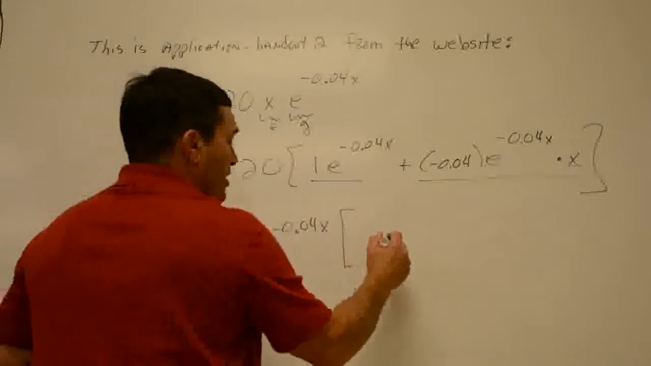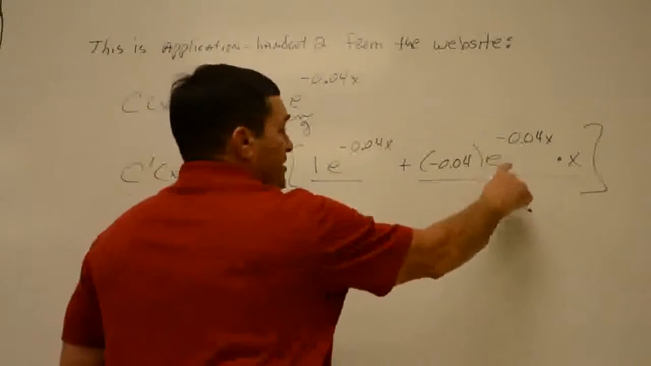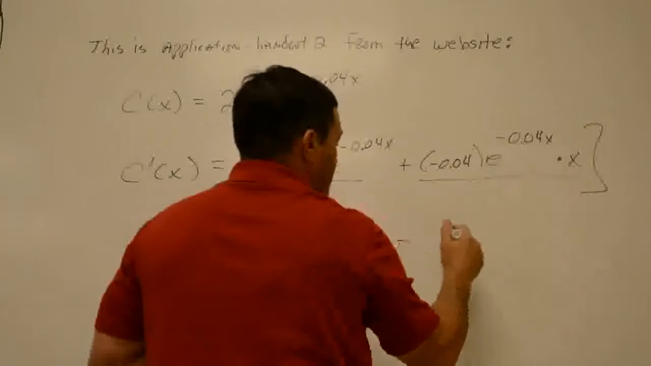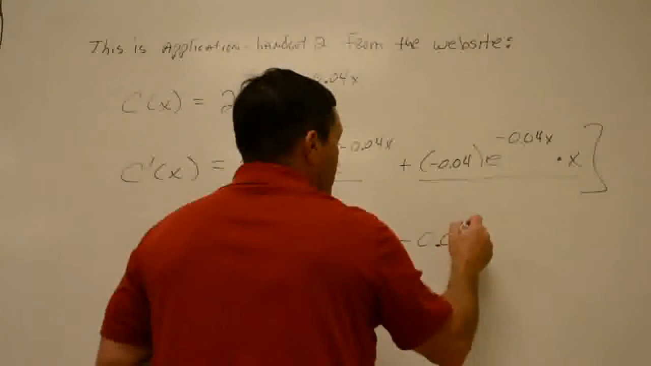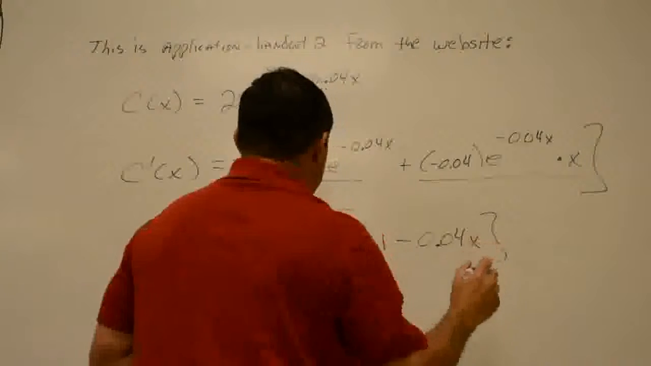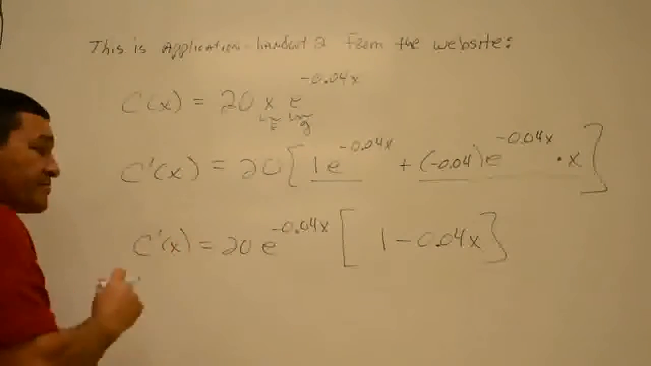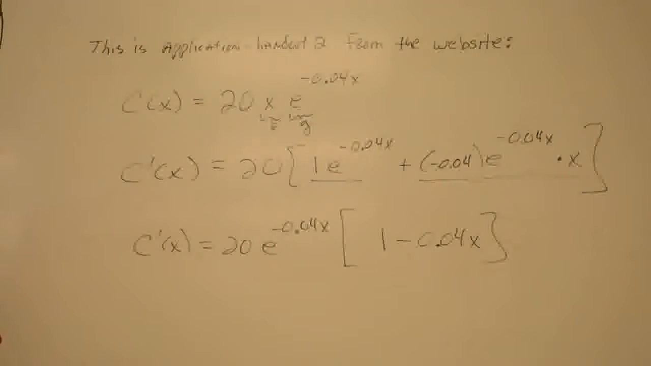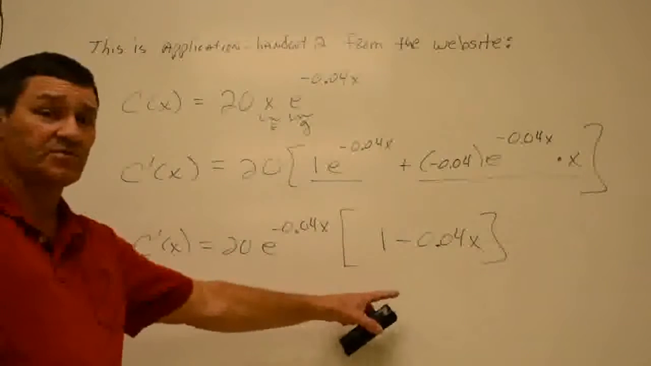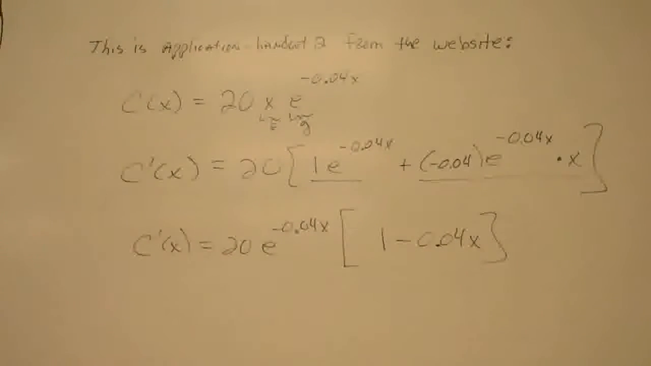That'll leave me with a 1 here, minus, that's gone, but I have the negative 0.04 times x. So there's my derivative. And that's the rate of change. And again, I could do marginal analysis. I could say, what if it's after 5 hours, how much more or less of the drug is there going to be in 6 hours? And just evaluate C prime of 5, and whatever you get, that would be the answer to that question.